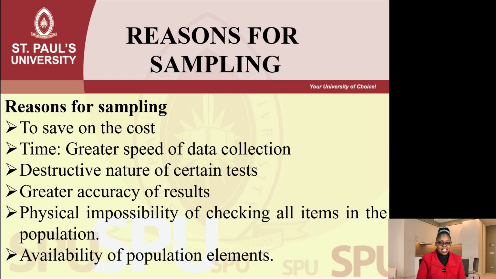Number four is greater accuracy of results. Definitely, when you're dealing with a smaller number of people, you'll get more accurate results. The more you go to many people, the more you get diverse reasoning, diverse kind of data, and so it's likely to mislead your research.